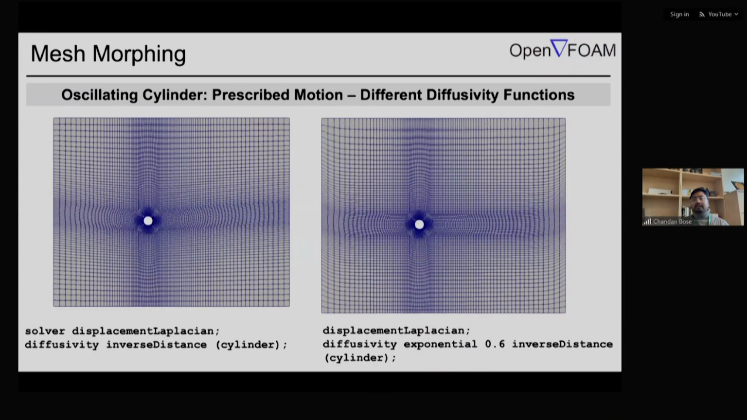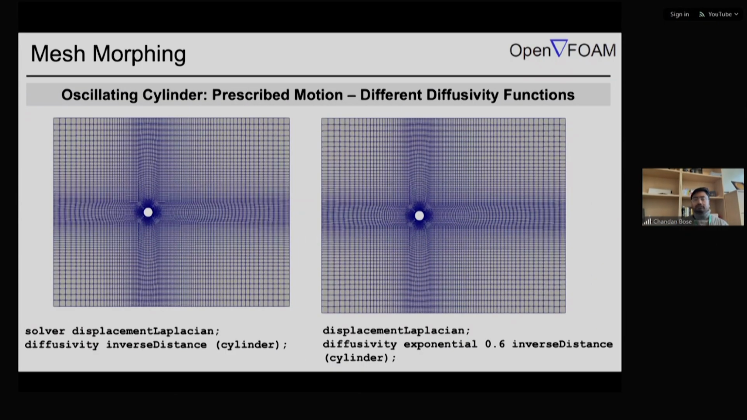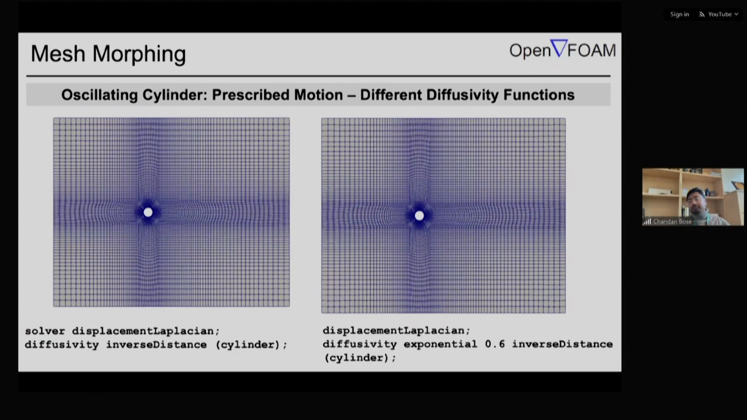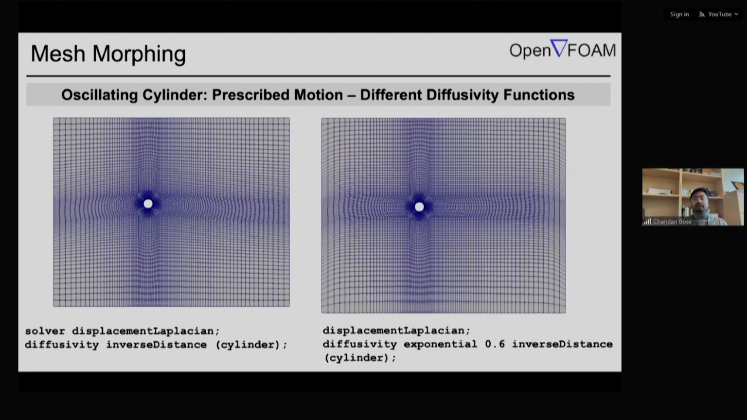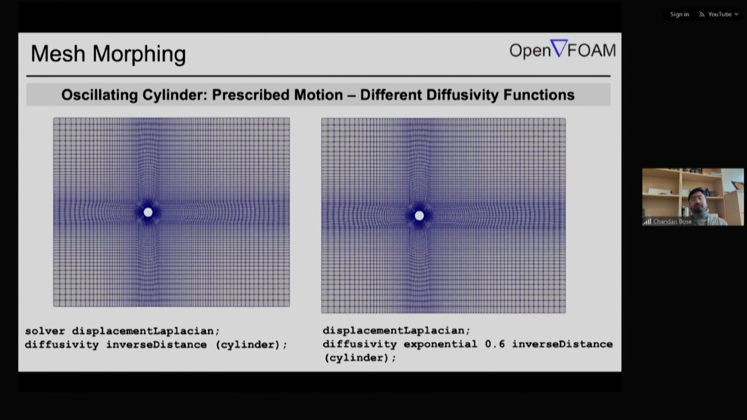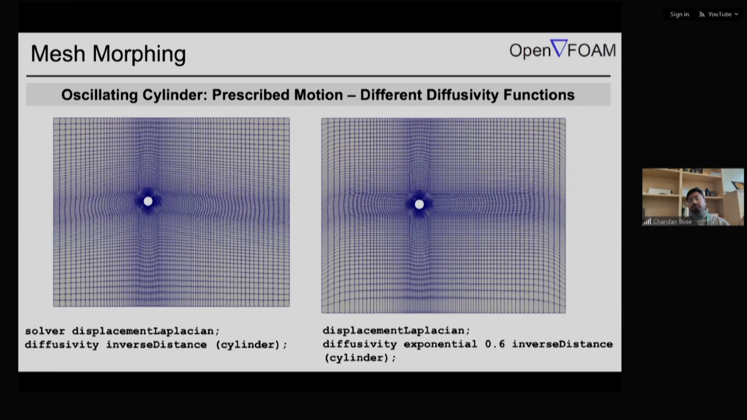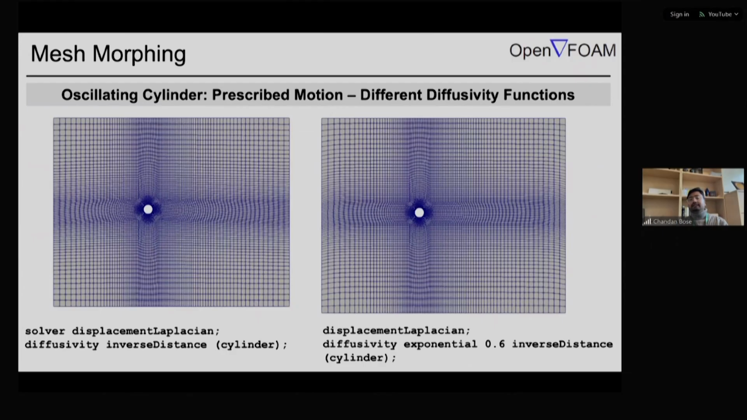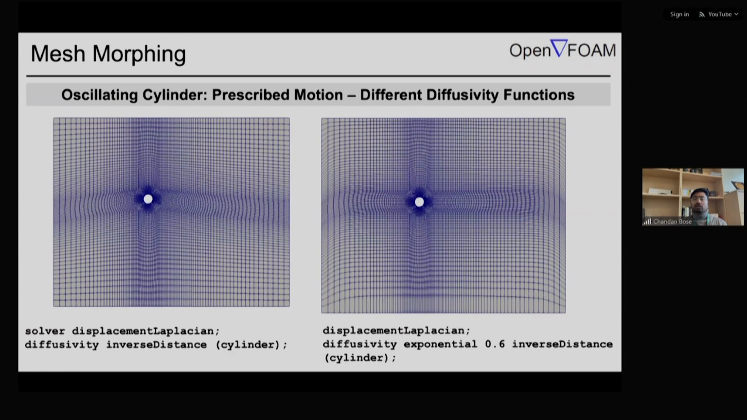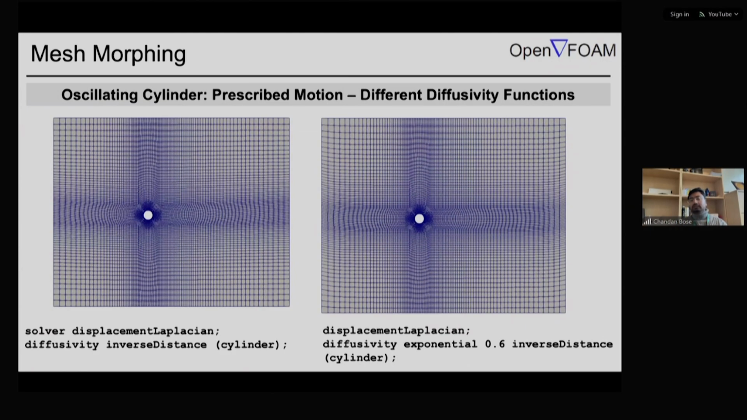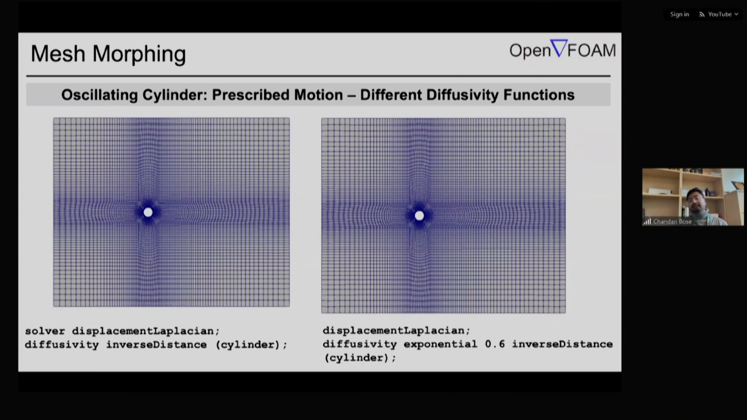Now, this is an example of how different diffusivity functions actually change the deformation, not the motion, sorry. The motion is the same, but it changes the deformation of the mesh. So you can observe with the diffusivity function inverse distance how the mesh is deforming from the boundary to the cylinder. And by changing it to the exponential diffusivity function, the deformation type is changing. So these are very useful for incorporating very high displacement oscillations where we need to, without changing the non-orthogonality or the skewness of the cells too much.